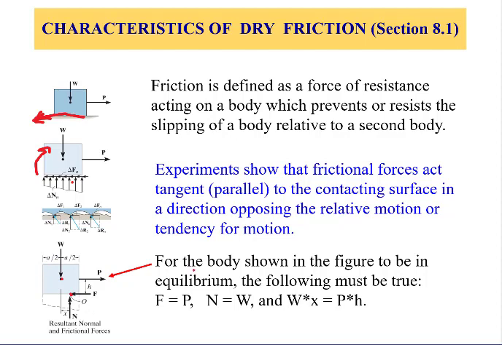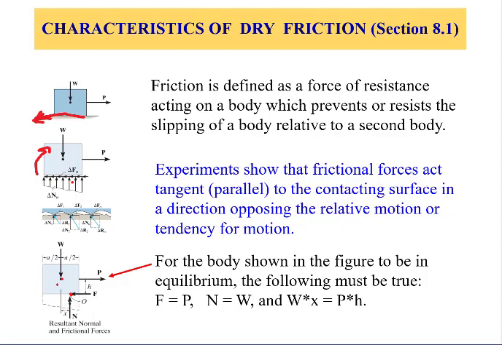So for the body shown in this figure to be in equilibrium, two things have to happen. First, all the forces should be equal to 0. This will prevent the object from translating in x and y. And the second is the moment about any point, such as point O, must be 0.